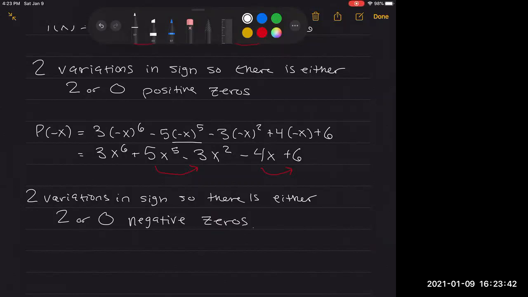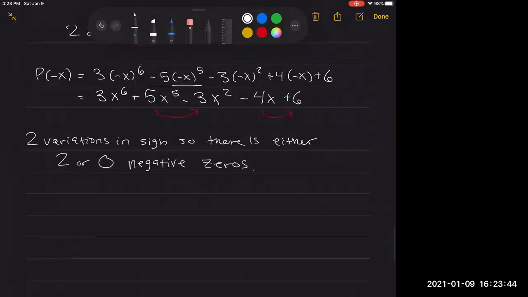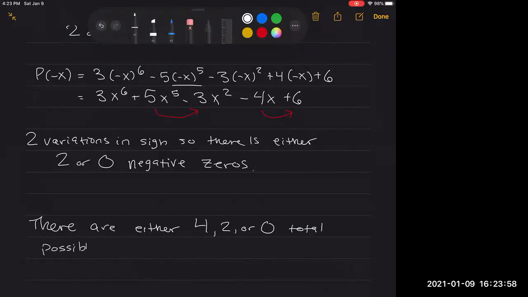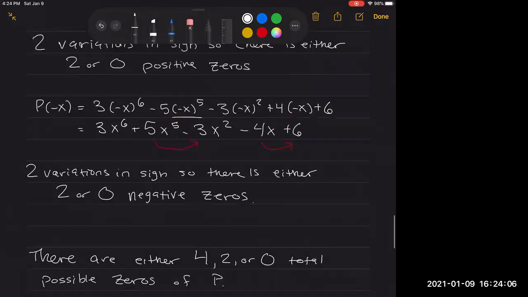All right, so now this means that there are either 4, 2, or 0 total possible zeros. So here we took combinations of the 2's and the 0's. So 2 plus 2 is 4, 2 plus 0 is 2, and 0 plus 0 is 0. So that gives us our total possible.